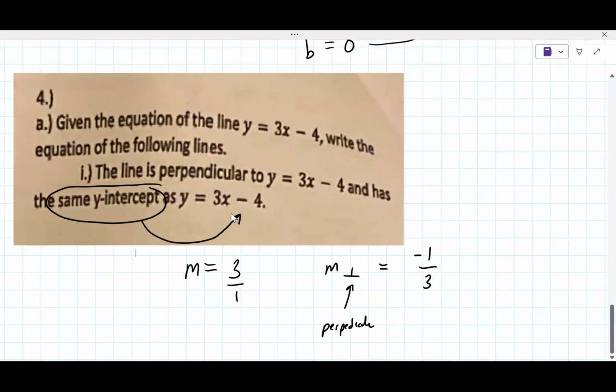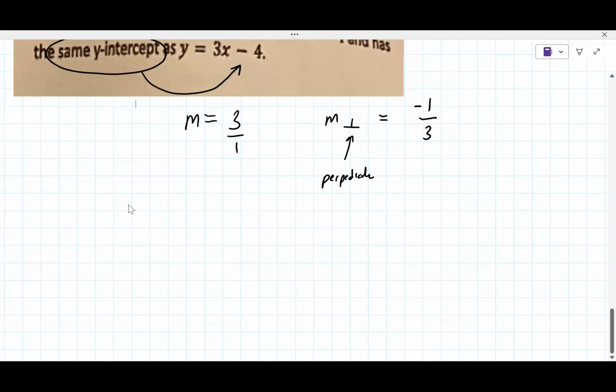The y-intercept is a number. It's not a 4. It is -4. So we need the equation with a slope of -1/3 and a b value of -4. Okay. So here is the equation of a line. Go ahead and substitute in the m and the b value, please.